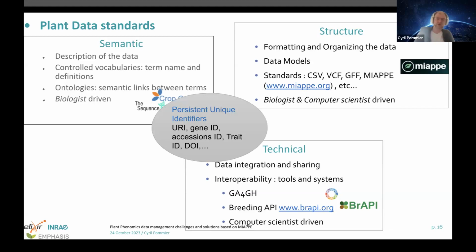For this to work, of course, we need a common glue, which is the permanent, persistent unique identifiers. In other words, URIs, gene IDs, accession IDs, trait IDs, DOIs, and so on.